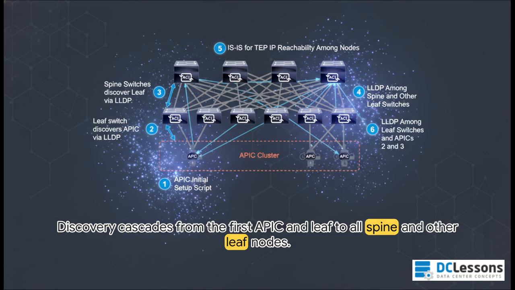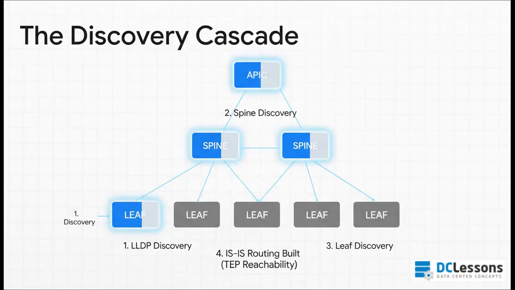We already covered step 1, the APIC setup, and step 2, where we discovered that first leaf. Now, we're going to trace how that one little link becomes the catalyst for discovering every other switch in the entire network. It's really just a beautiful chain reaction. That first leaf, which is now fully managed, uses LLDP to find the spine switches it's plugged into. Then those spines pop up in the APIC, waiting for you to register them.